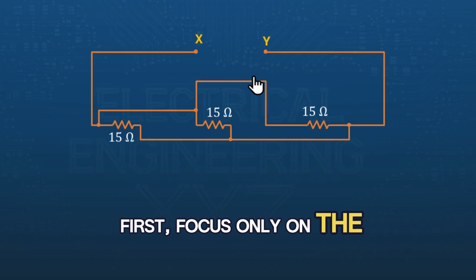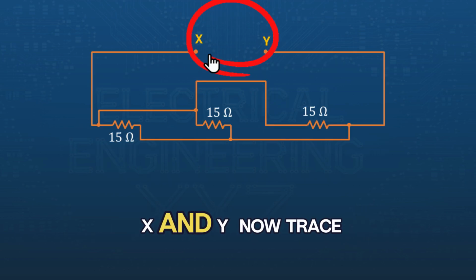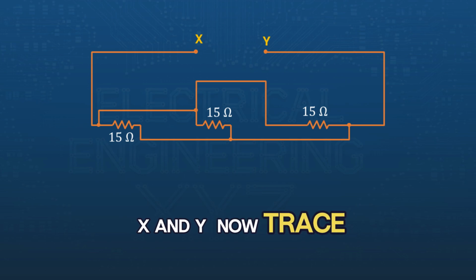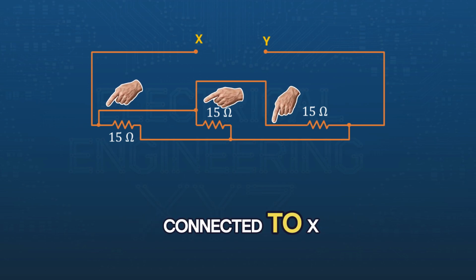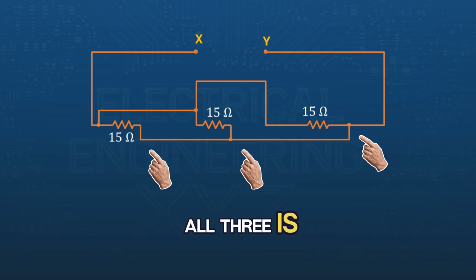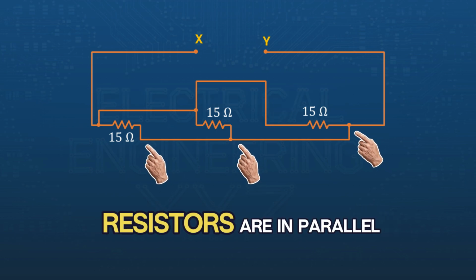First, focus only on the two terminals, X and Y. Now, trace the wires. The left side of all three 15 ohm resistors is connected to X, and the right side of all three is connected to Y. That means all three resistors are in parallel.